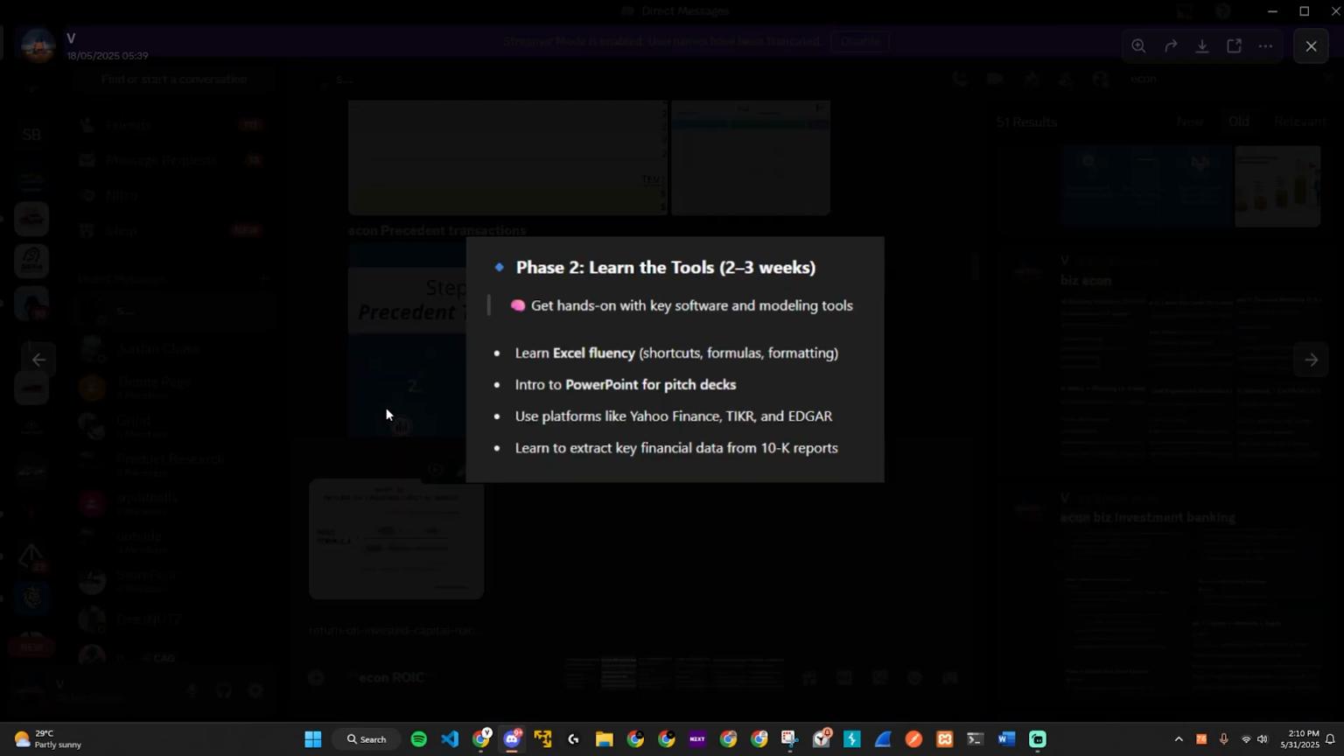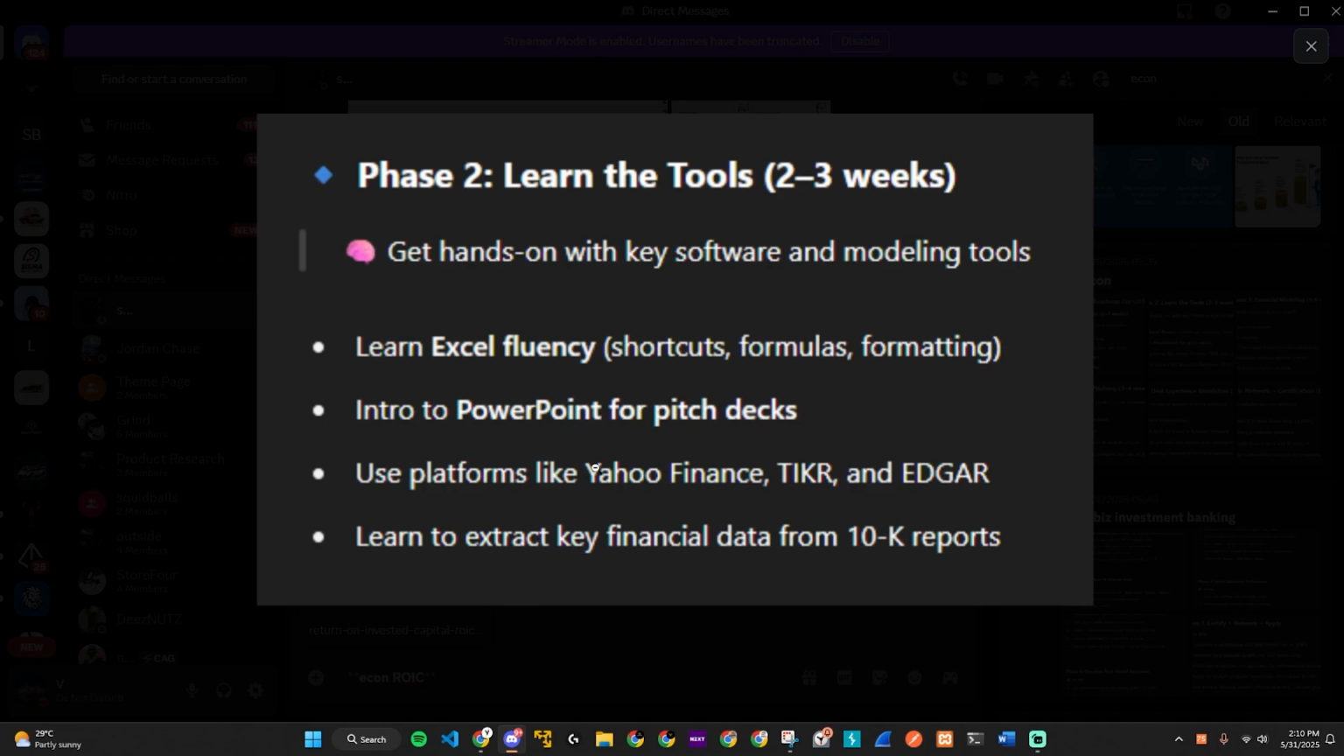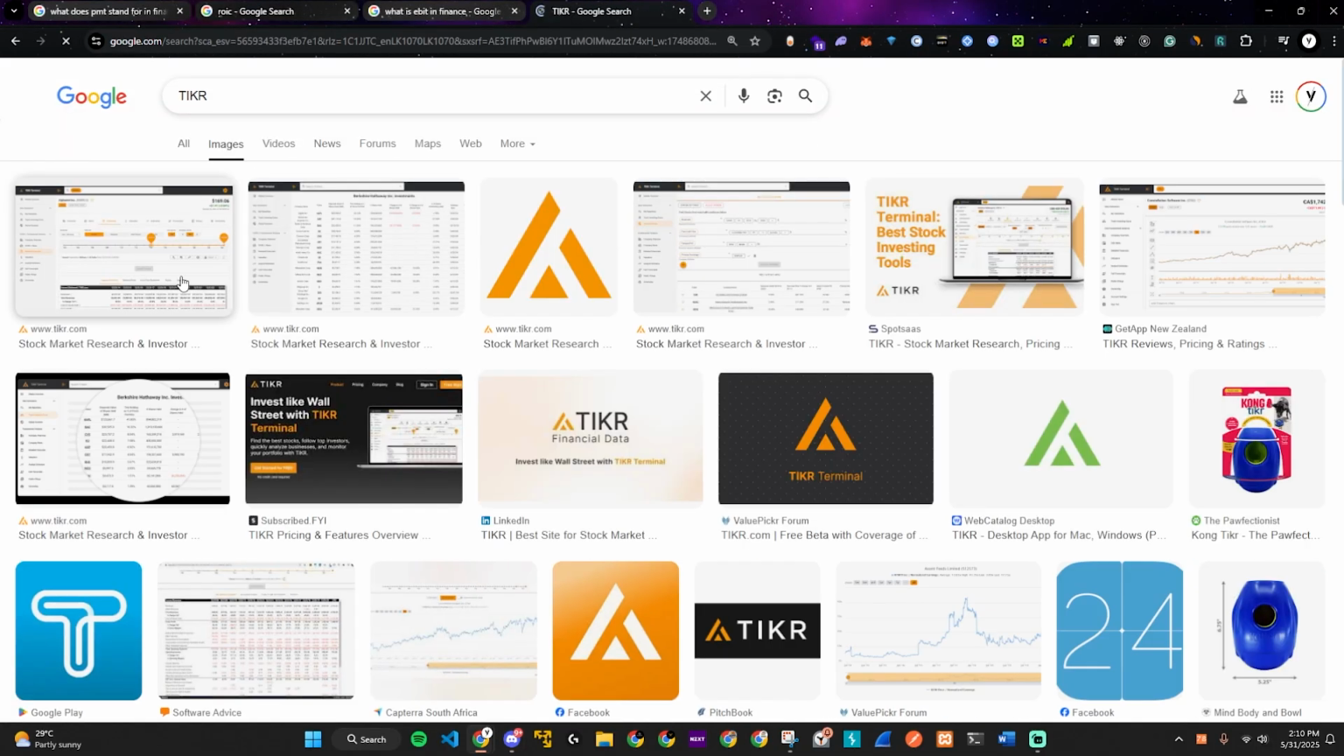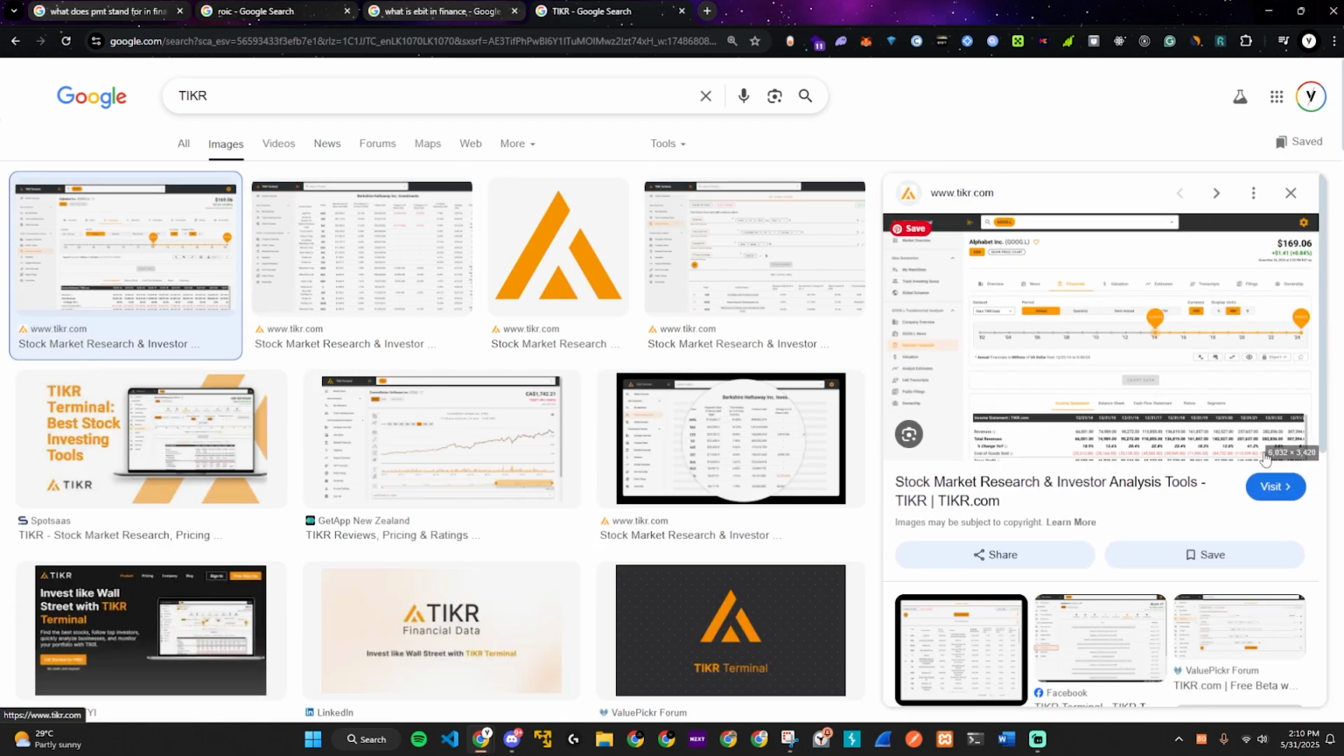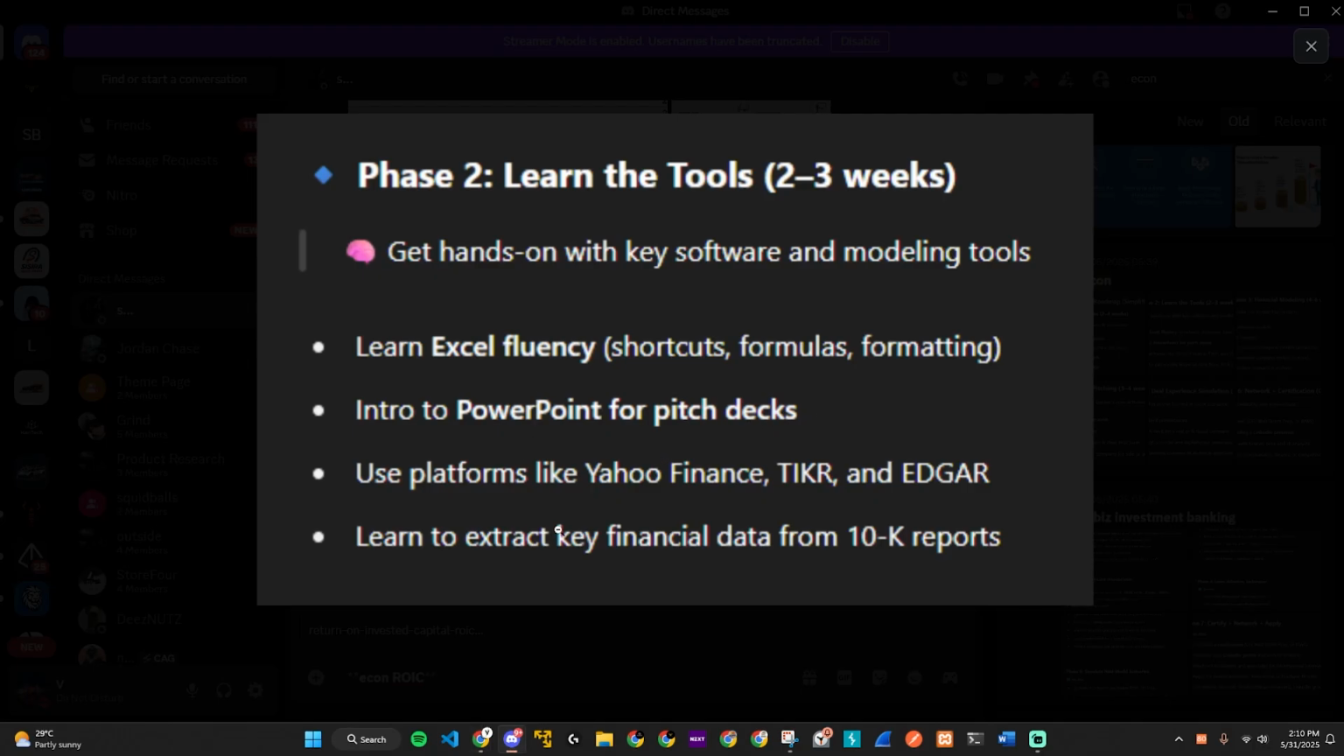So fluency, right? Yahoo Finance, I've used this for trading. EDGAR, have not used this. Ticker is like for getting the candlesticks, right? Yeah. Right, so it's a port. All right, okay, so to get the data and to extract key financial data from 10-K reports.